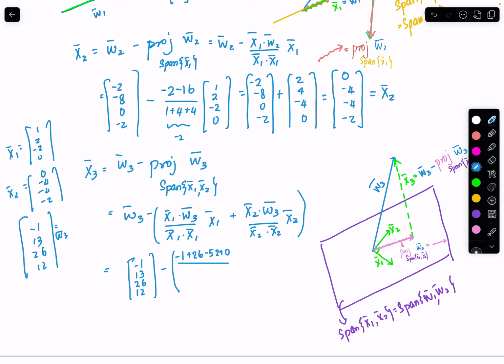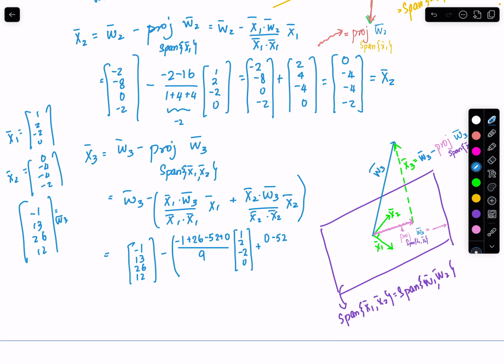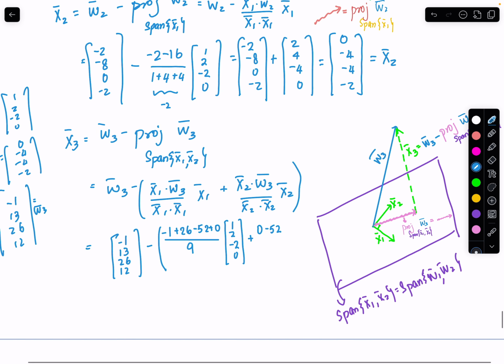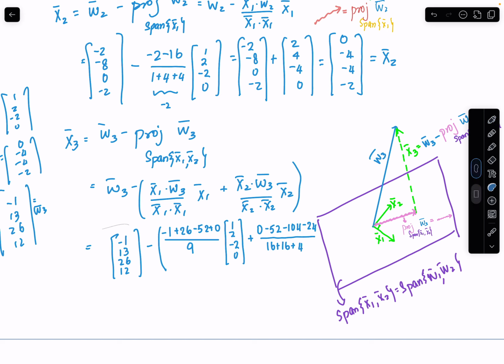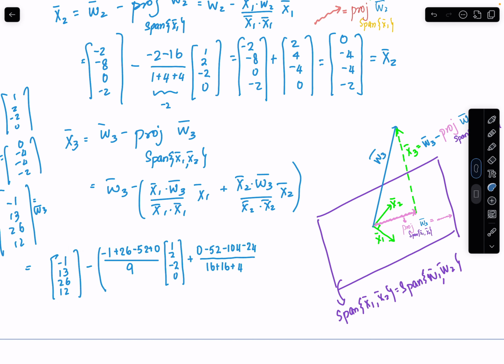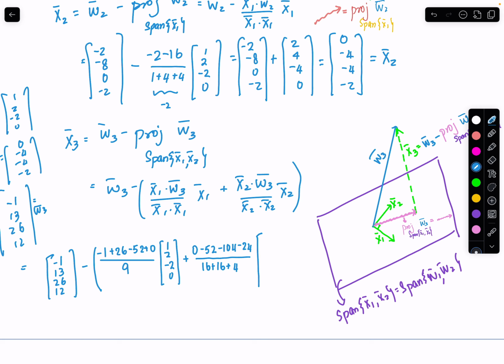Plus 0 if you want to write that. And then x1 dot x1 is just 9. Okay? And then we put in the vector x1. Plus, now what is x2 dot W3? Let's write that down. You'll have 0 minus 52, that's negative 4 times 13, then negative 4 times 26 will just be the double of that, so minus 104, and then negative 2 times 12 is minus 24, over x2 times x2 will be 16 plus 4. Okay, I'm going to move this over a little bit. Okay, and we need to put in the vector x2 over here.